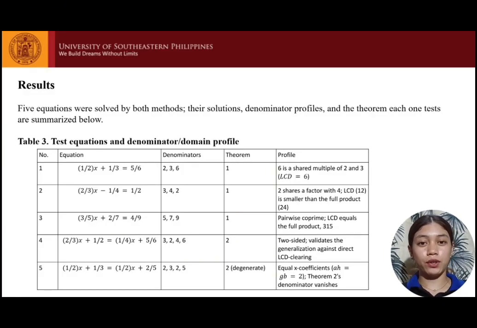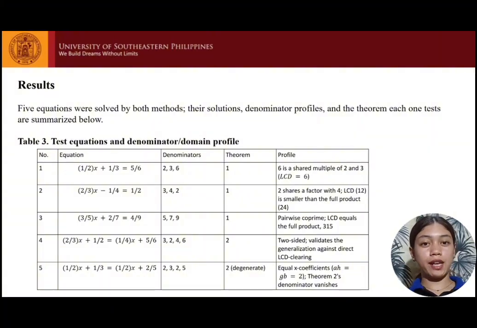Equation 2 raises the difficulty slightly. Its denominators are 3, 4, and 2, and here the LCD, which is 12, is actually smaller than the full product of the denominators, which would be 24. Equation 3 is the hardest of the 3. The denominators 5, 7, and 9 are pairwise coprime, meaning they share no common factors at all. So the LCD ends up equal to the full product, 315.